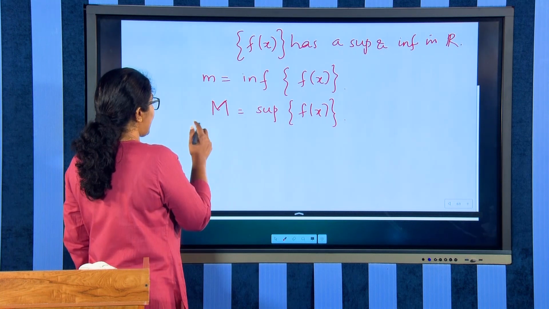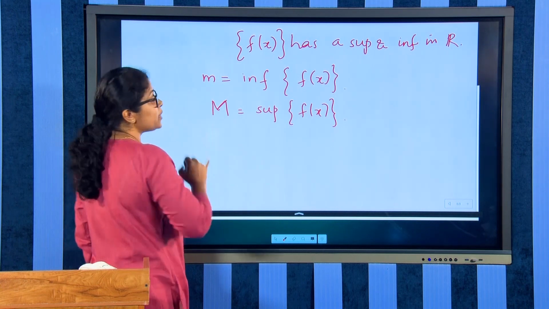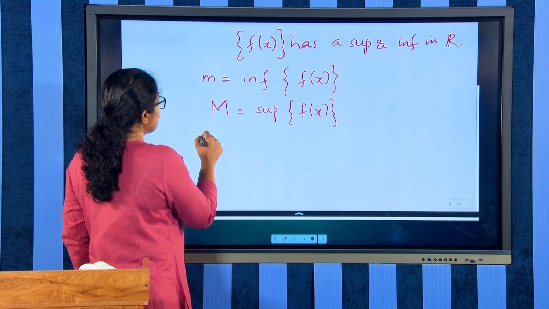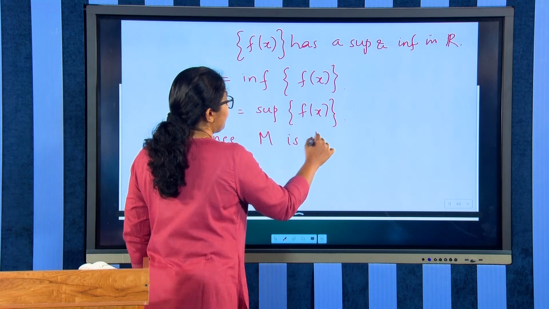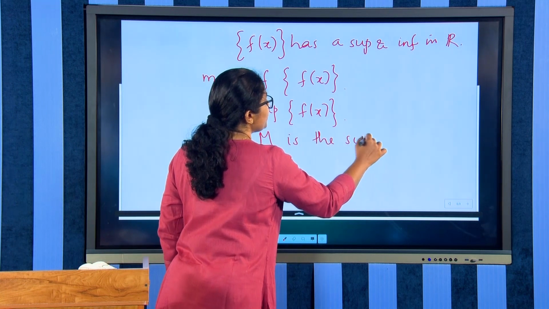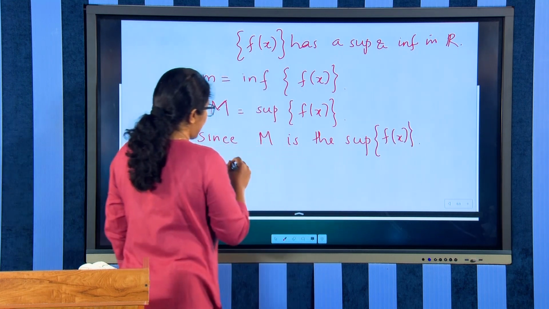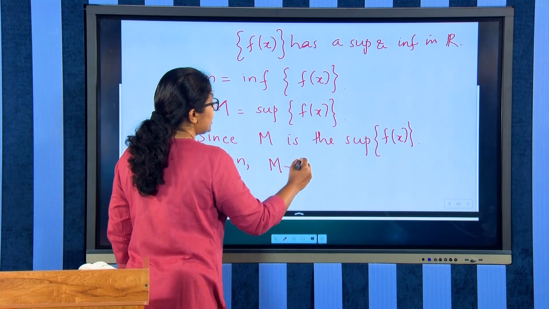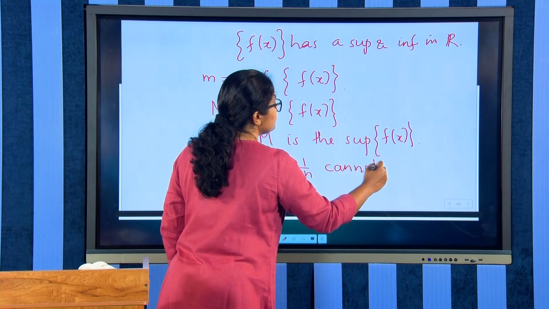So we will start with the supremum of f(x). Since capital M is the supremum of f(I), for every n, capital M minus 1 by n cannot be an upper bound.